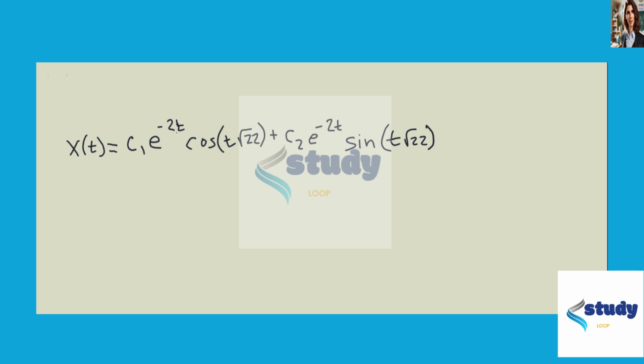Now I have the initial condition x of 0 equals 0. So sine of 0 gives me 0, which wipes out the second half of the equation. Cosine is 1, so c1 has to equal 0.